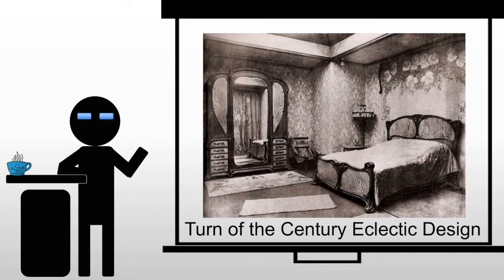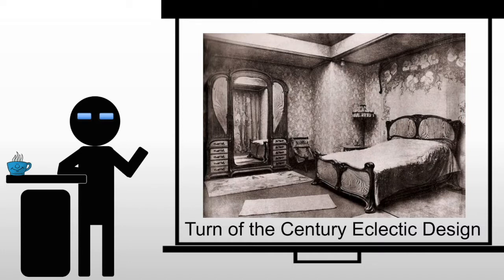Next, we're turning to turn of the century, really what's often referred to as eclectic design. We have a lot of overlapping ideas that are going to be happening in this period, roughly from about 1870, give or take, to about 1910, 1920, really up until about World War I, give or take.